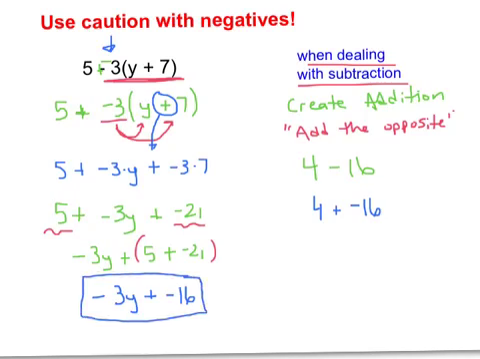Again, what we're seeing here is that when we're subtracting, we need to really get rid of our subtraction. So anytime you see subtraction, get rid of it, change it to addition, so that we can see that numbers that we think are positive really end up being negative. And so that's why we get negative 3y plus negative 16.